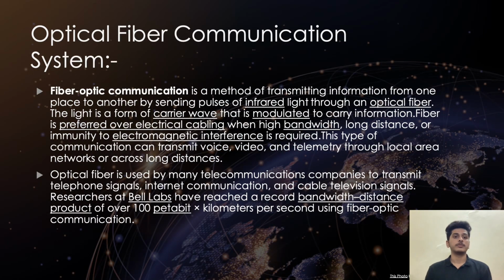This is optical fiber communication system. Fiber optic communication is a method of transmitting information from one place to another by sending pulses of infrared light through an optical fiber. The light is a form of carrier wave that is modulated to carry information. Fiber is preferred over electrical cabling when high bandwidth, long distance, or immunity to electromagnetic interference is required. This type of communication can transmit voice, video, and telemetry through local area networks or across long distances.